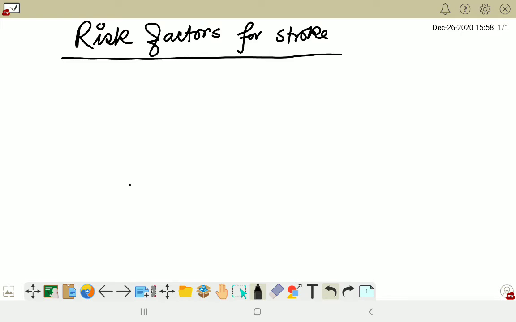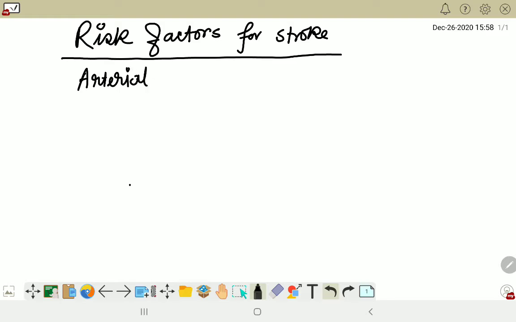Now I'm going to discuss the risk factors of stroke. When it comes to the risk factors of stroke, what I'm going to discuss is primarily the risk factors for arterial stroke. So these risk factors mainly apply to arterial stroke.